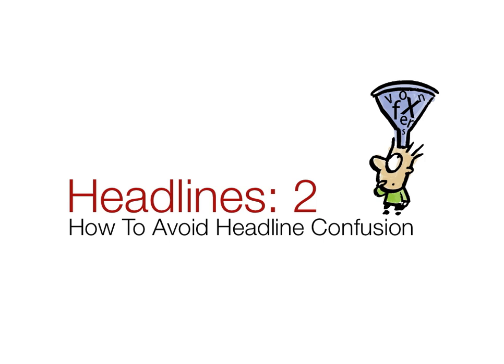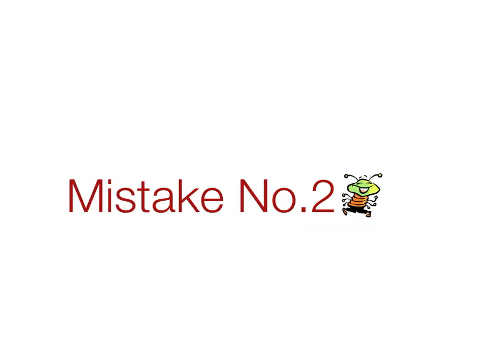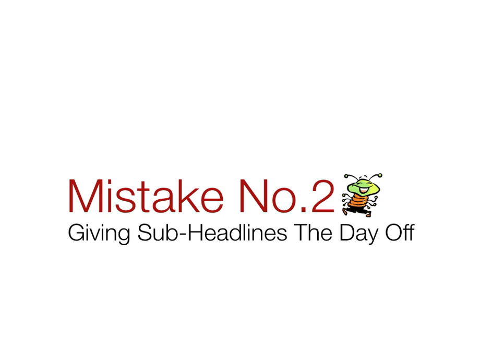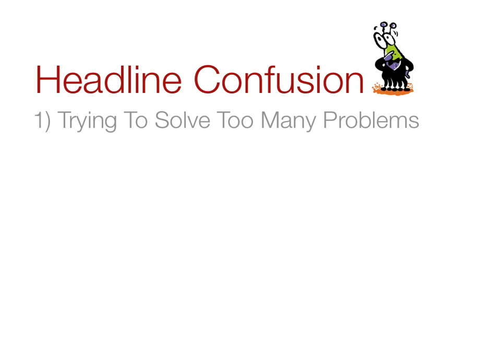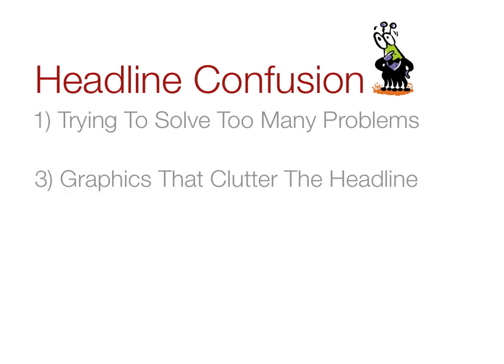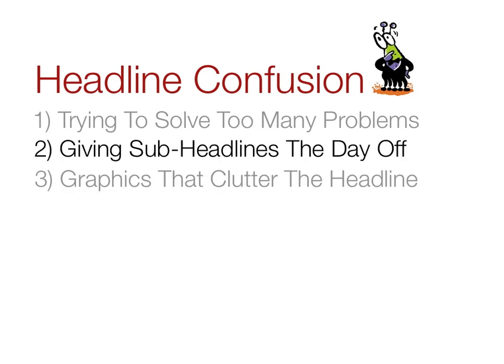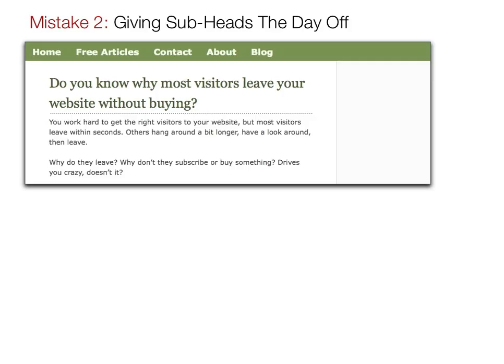Of course, this is part 2, and we're going to look at the second mistake that you tend to make every time you write a headline, and that is simply giving subheadlines a day off. So we started to look at trying to solve too many problems, and you want to look at the previous video if you missed that one. And we will look at graphics that clutter the headline, but right now we're focusing on giving subheadlines the day off. Now, when we look at this headline, we see that there is no subheadline.